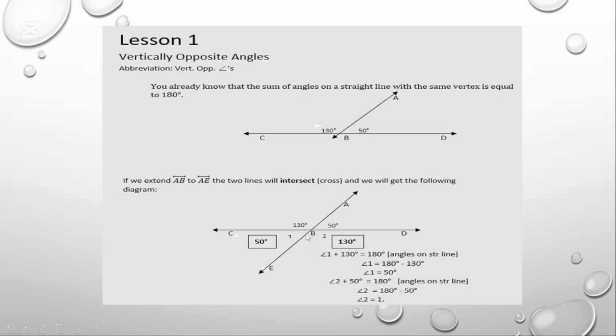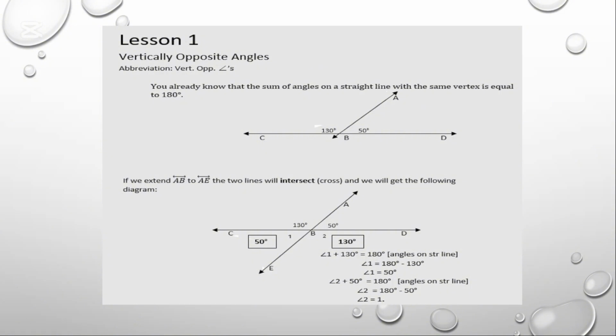These two angles, they are opposite each other, and they have the same size. Can you see there? ABC is, we say, vertically opposite EBD, and they have the same size. ABD and CBE, they are vertically opposite each other and they have the same size.